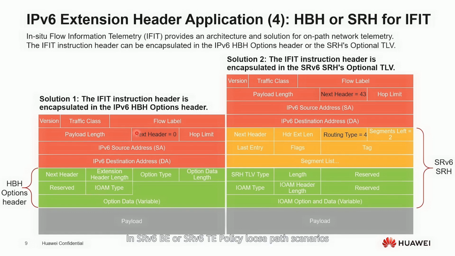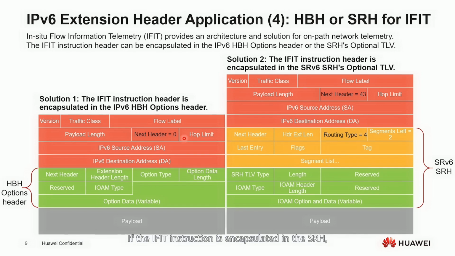In SRv6 BE or SRv6 TE policy loose path scenarios, where the packet forwarding path is not fixed, encapsulating the IFIT instruction into the HBH options header helps O&M personnel to know how packets are forwarded hop by hop and facilitates fault locating when a fault occurs on the network.